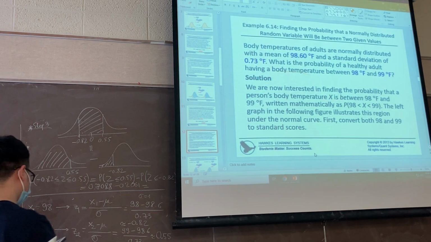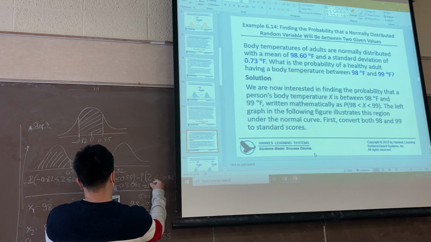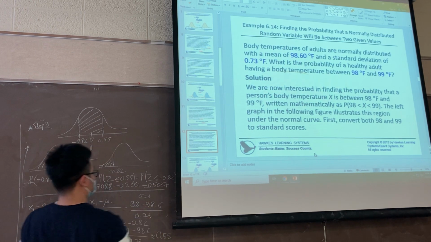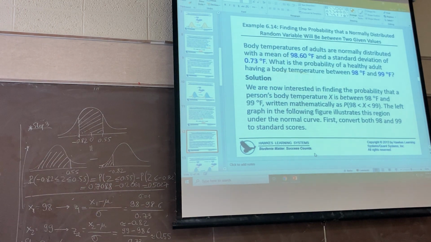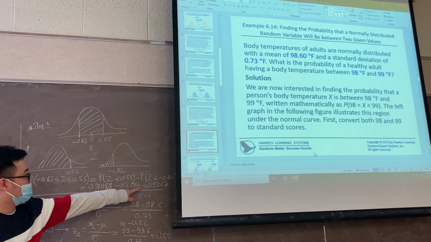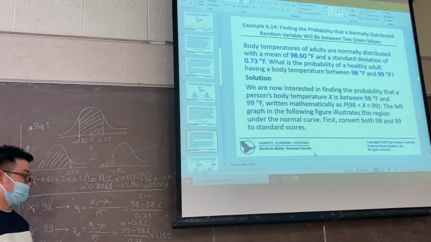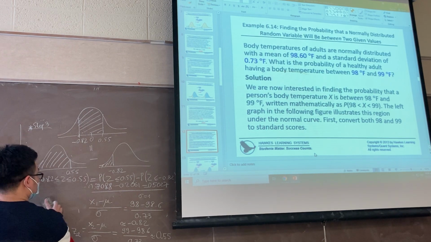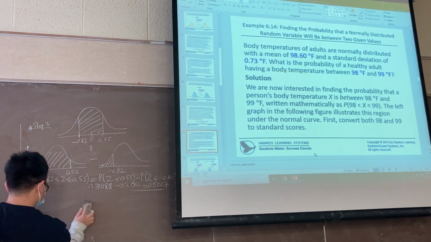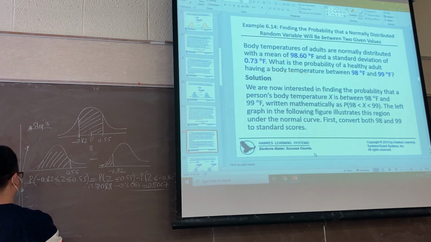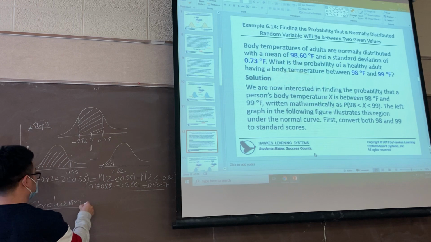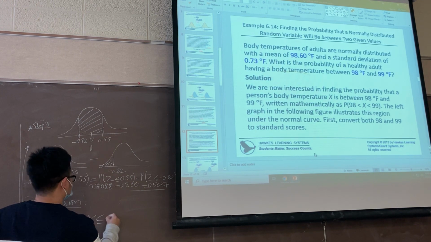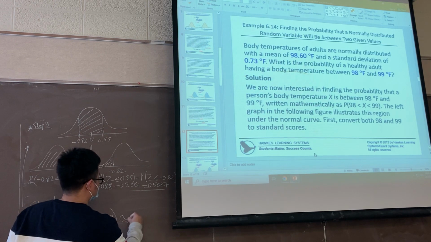And the result will be 0.9027. And don't forget to conclude that the probability of this value is approximately this value. Okay, don't forget that. The conclusion here is, don't forget to write the conclusion: the probability of this value is approximately this value.